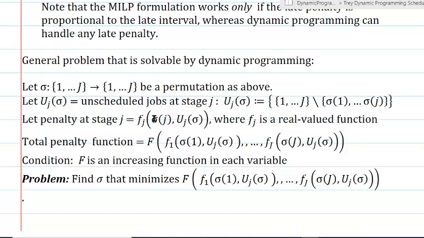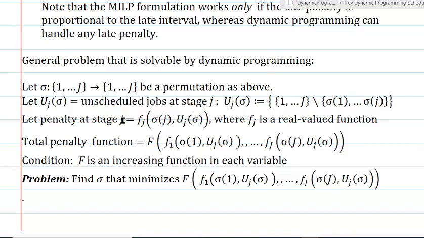For example, it could be a nonlinear function, or if a certain job needs to be scheduled before job j, this penalty function could be very large if u_j of sigma includes a job that should be scheduled before job j. So this is quite a general penalty function. What is not general about dynamic programming is that the completion times, say if you had completion times for the jobs, would have to be fixed and not dependent on the order. But this is quite a general penalty function.